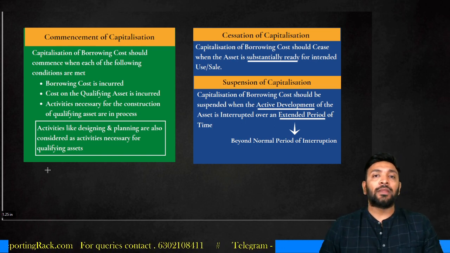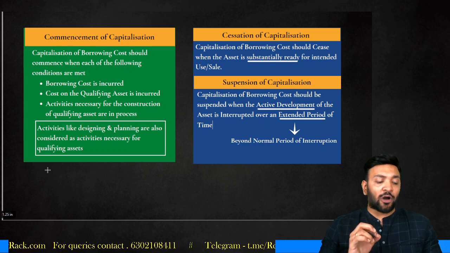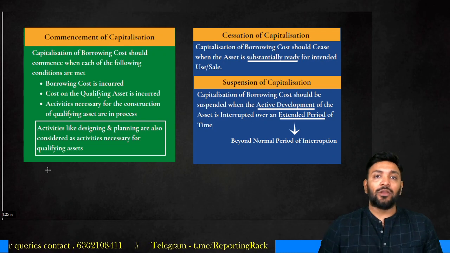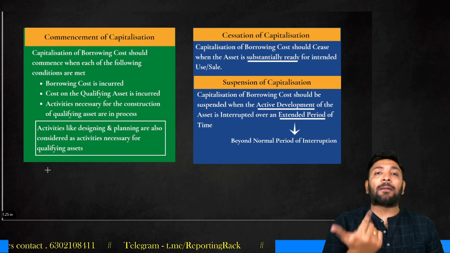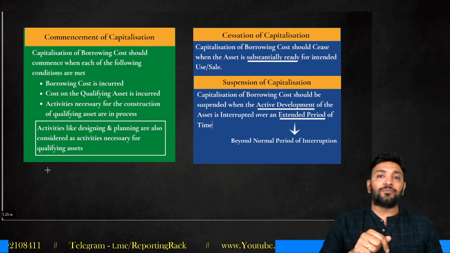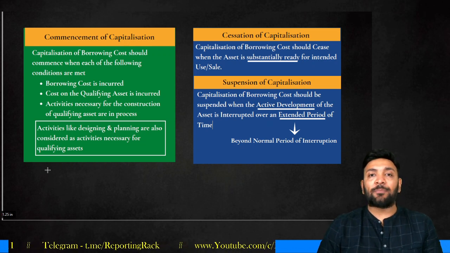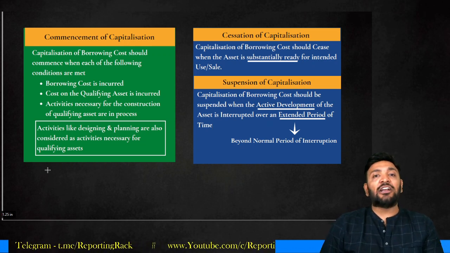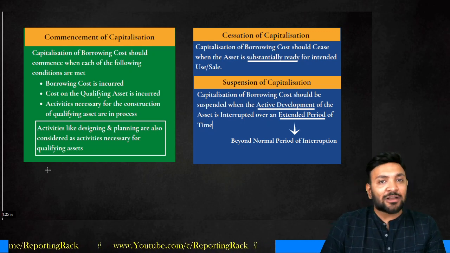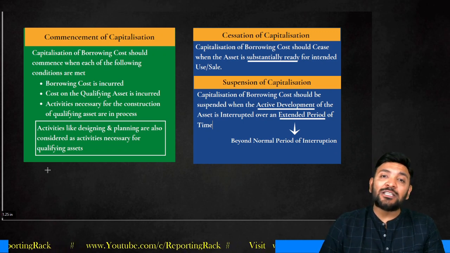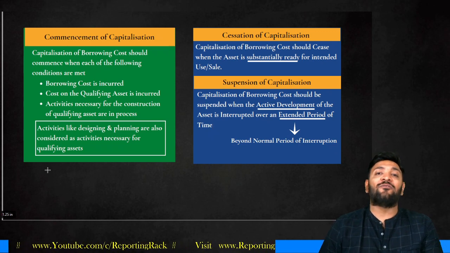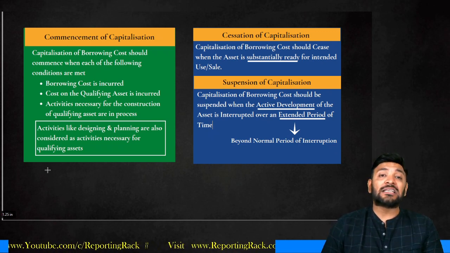When do I start? I will start capitalizing borrowing cost when, first, borrowing cost is incurred. Without the borrowing cost being incurred, how will you capitalize it? Number two, cost on the qualifying asset is incurred. Let's say I have taken a borrowing on 1st April. For the first 3 months, I did not do anything. After 1st July, I started the commencement of the qualifying asset. In the first 3 months, you still incurred borrowing cost? Yes. Is it eligible to be capitalized? No, because you did not incur any cost on the qualifying asset. So cost on the qualifying asset should be incurred.